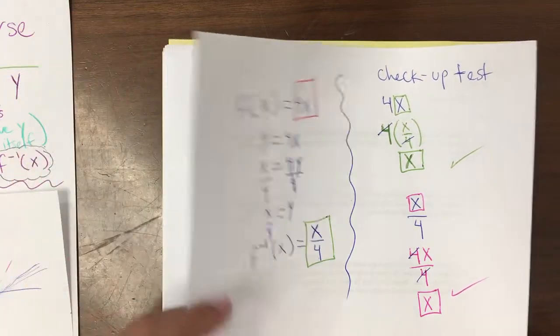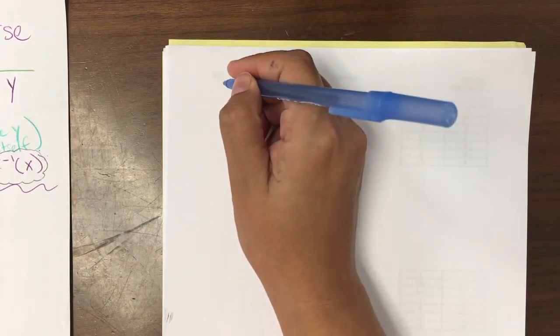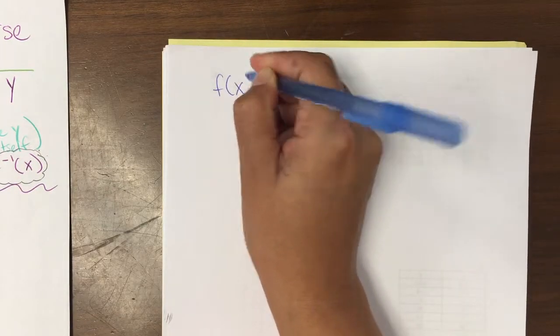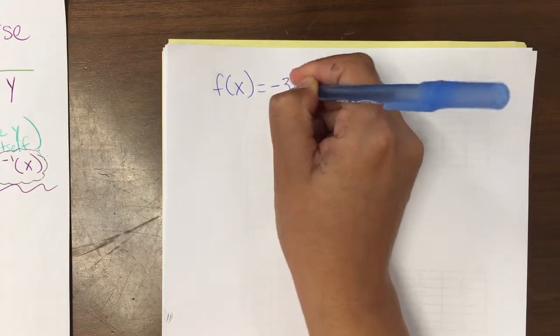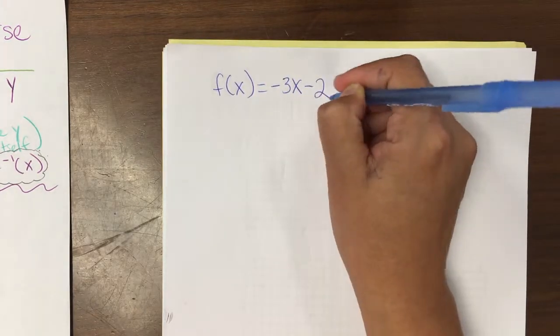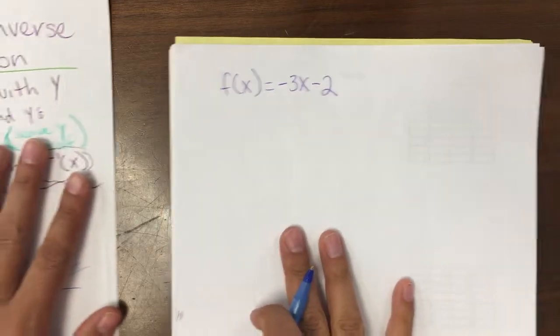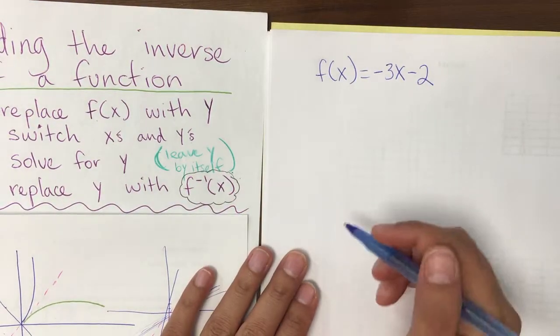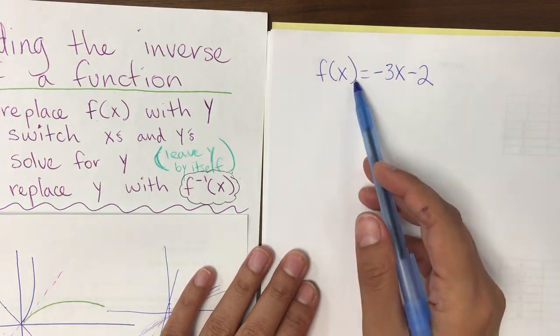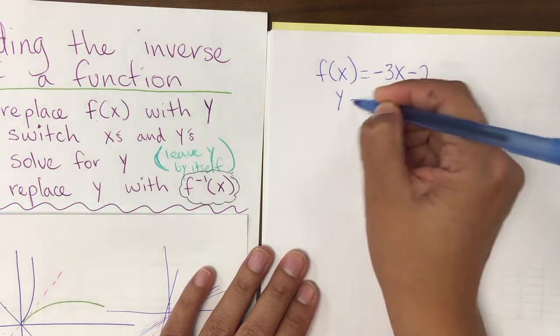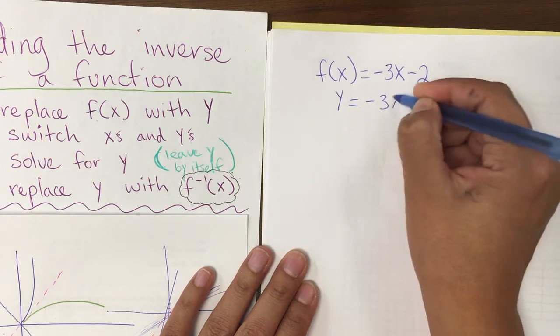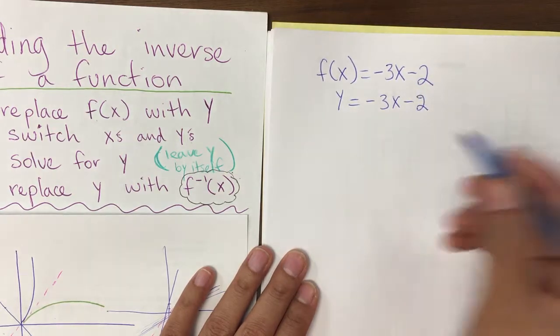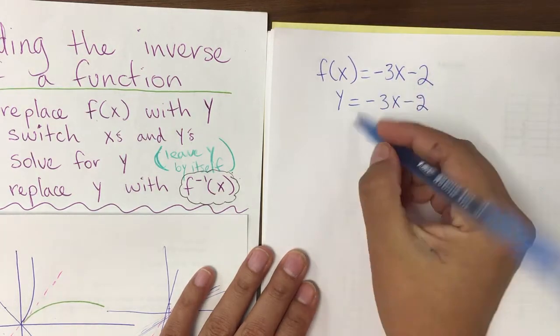Okay, let's do one more example, and I think you'll be ready to start working on your assignment. So we have f of x is equal to -3x minus 2, and we follow these steps again. The first one is to replace f of x with y. I'm going to do it a little bit faster since I hope you got the hang of it. I'm going to switch the x and y.